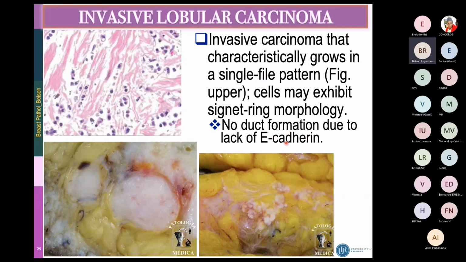So they lose E-cadherin in this case of invasive lobular carcinoma. They don't have E-cadherin, and therefore the cells are not cohesive. So when they are not cohesive, they can infiltrate very easily. Ni ibintu dukunda kubona muri histology.